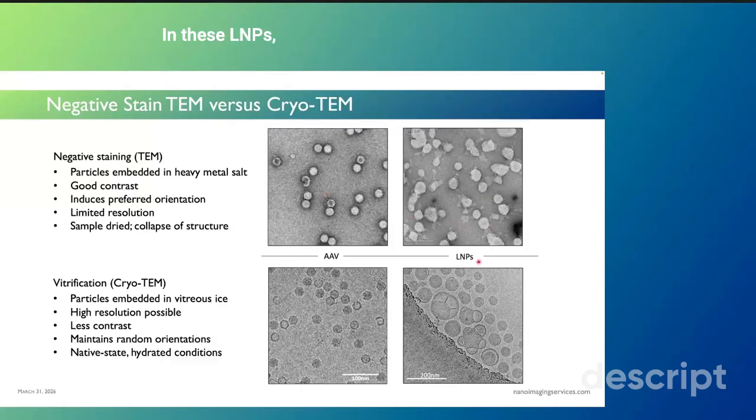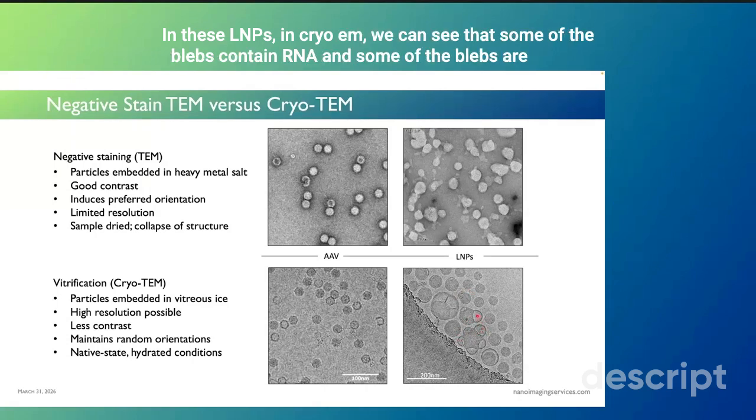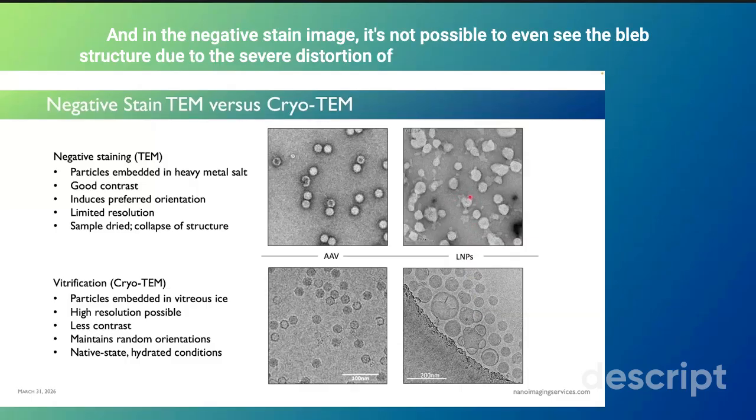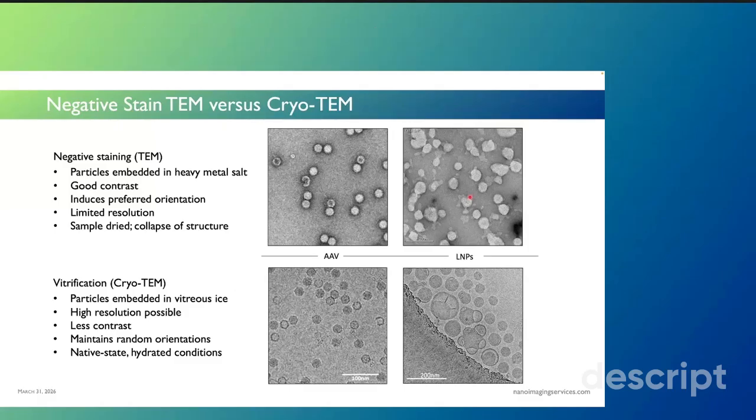In these LNPs, in cryo-EM, we can see that some of the blebs contain RNA and some of the blebs are empty. And in the negative stain image, it's not possible to even see the bleb structure due to the severe distortion of these fragile lipid-based structures.